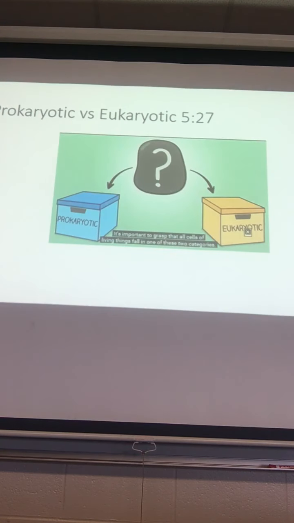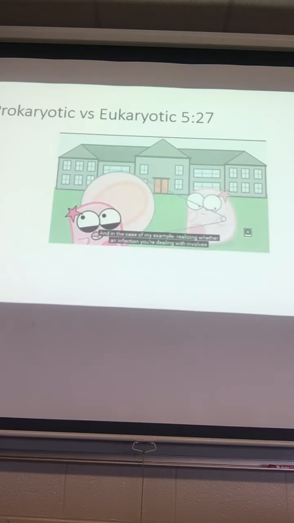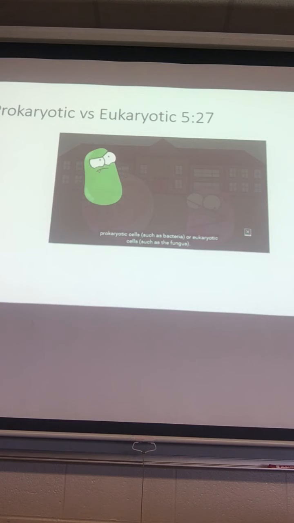It's important to grasp that all cells of living things fall in one of these two categories. And understanding the characteristics of these two cell types can help us better understand the diversity of living things, whether they're archaea, bacteria, protists, fungi, plants, or animals. And in the case of my example, realizing whether an infection you're dealing with involves prokaryotic cells, such as bacteria, or eukaryotic cells, such as the fungus.